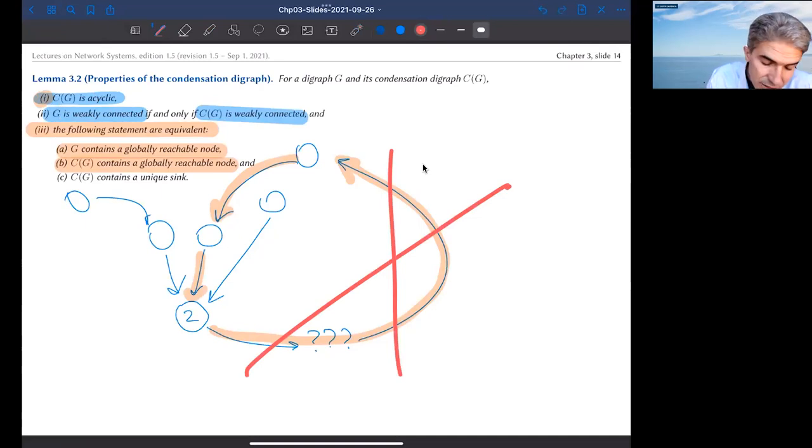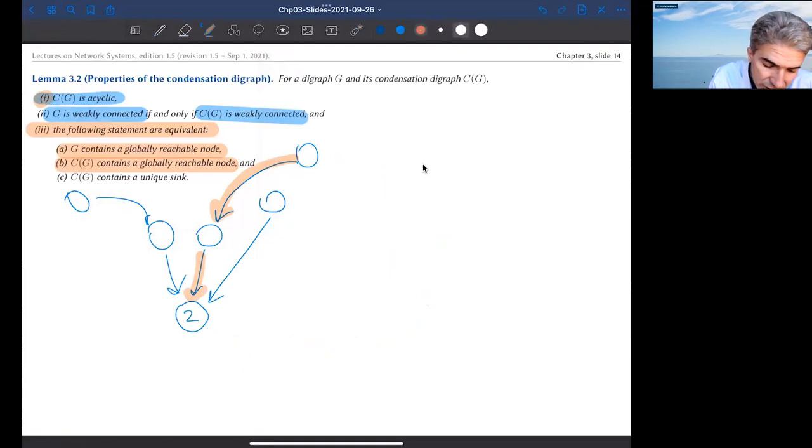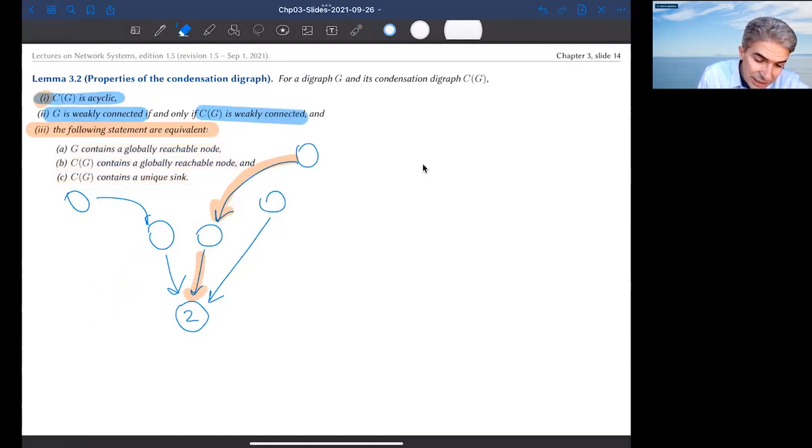And so what that means is that if the original digraph has a globally reachable node, that globally reachable node ends up belonging in a sink of the condensation. And the condensation must have a unique sink, because if the node is globally reachable, it's also not possible that there would be another node here like that, because then from node 3, I cannot go to 2, but then 2 or 3 are not globally reachable in the initial graph, right? Which is the property that we have here. So bottom line, we're going to use this precisely in averaging algorithms. It will be useful to know that the directed graph contains a globally reachable node if and only if the condensation contains a unique sink.